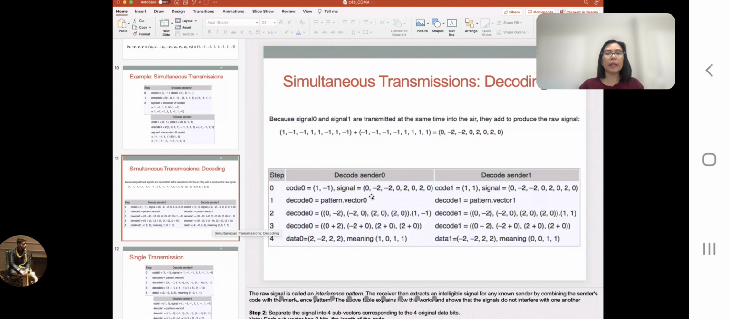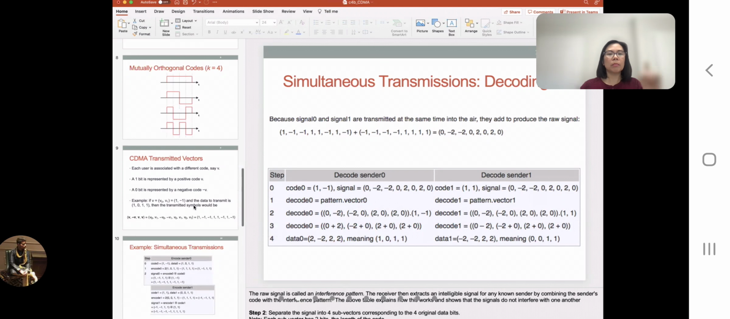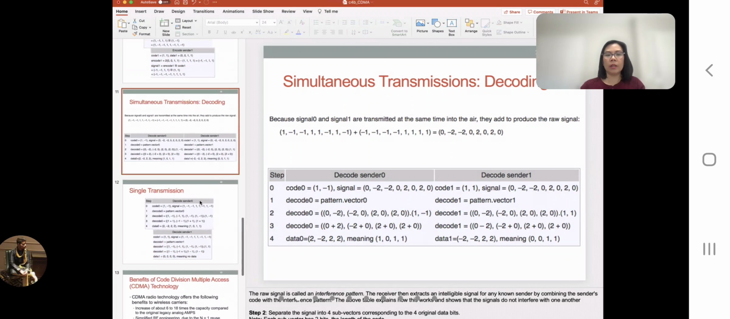All right, so one thing we have to keep in mind is that the codes must be orthogonal. In order to avoid interference, the codes must be orthogonal to each other. And orthogonal means their dot product must be 0. The dot product must be 0.